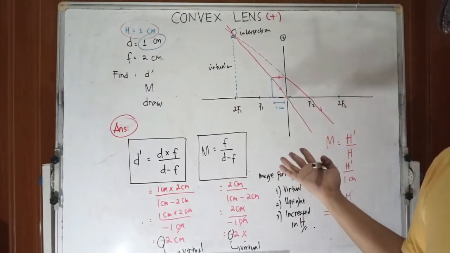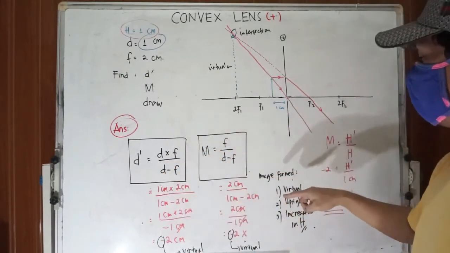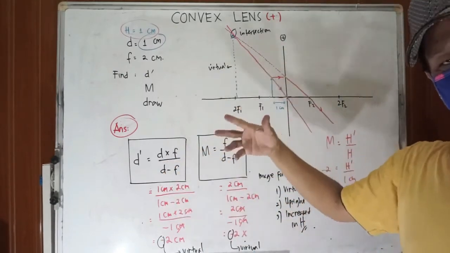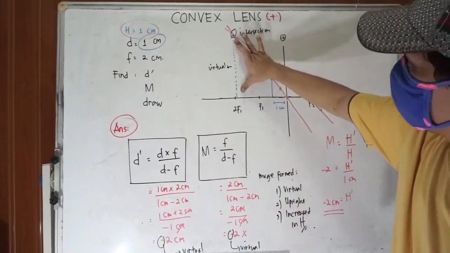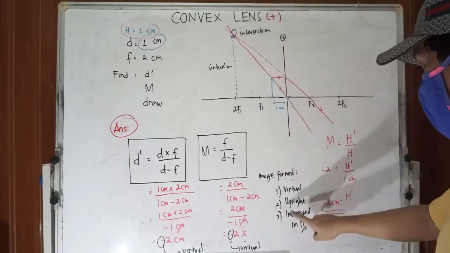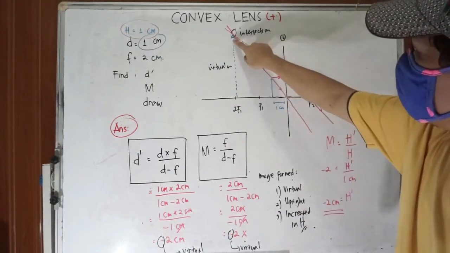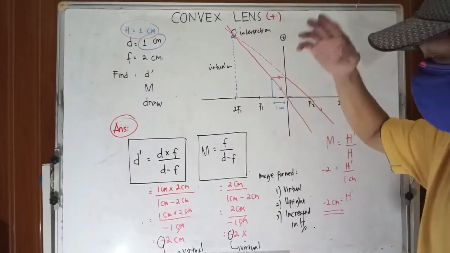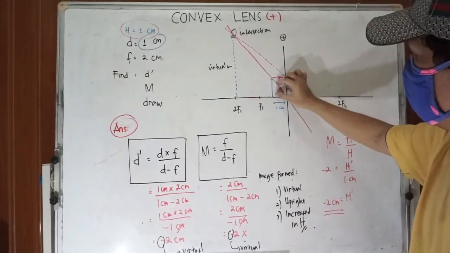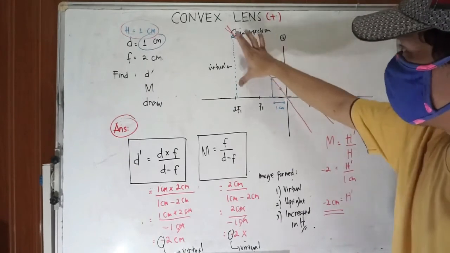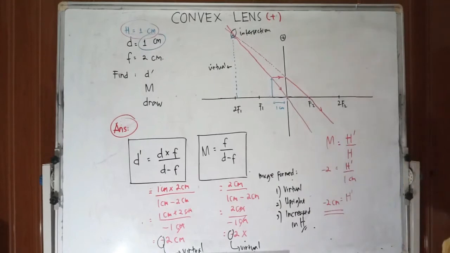Look at our drawing. So by using the calculation and using the drawing, that's the same, right? So the image formed is virtual because of the dashed line. Upright, look at the head of the object, same. So upright and increased in height. Okay, so that's it. Is it clear? Okay, thank you very much.